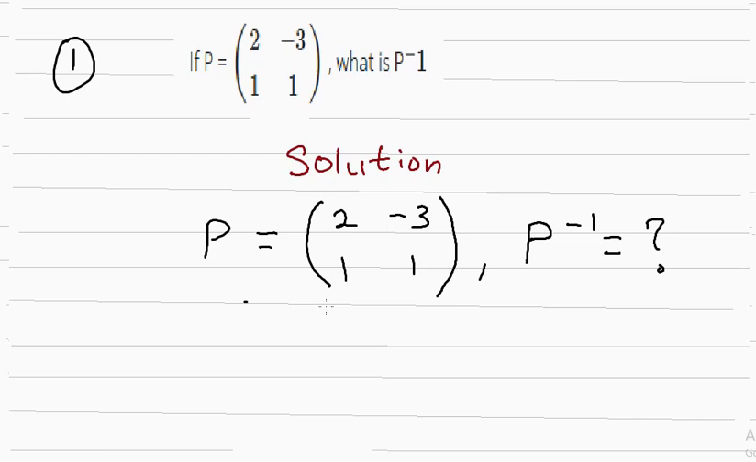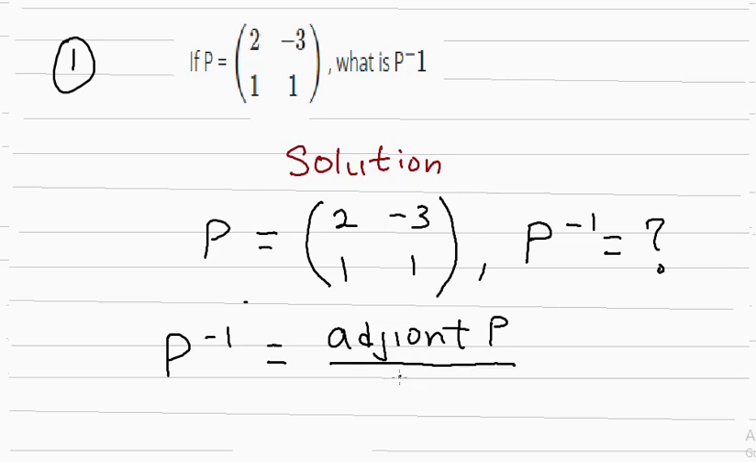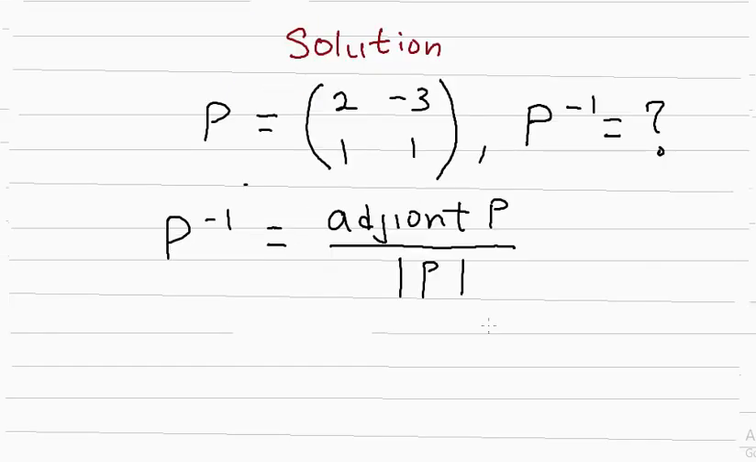Now the inverse of a matrix, please take note of this, is always given by the adjoint of that matrix. So the inverse of P is the adjoint of P, divided by the determinant of P. So how do we find the adjoint of P? The adjoint of P is simply the transpose of the cofactor.